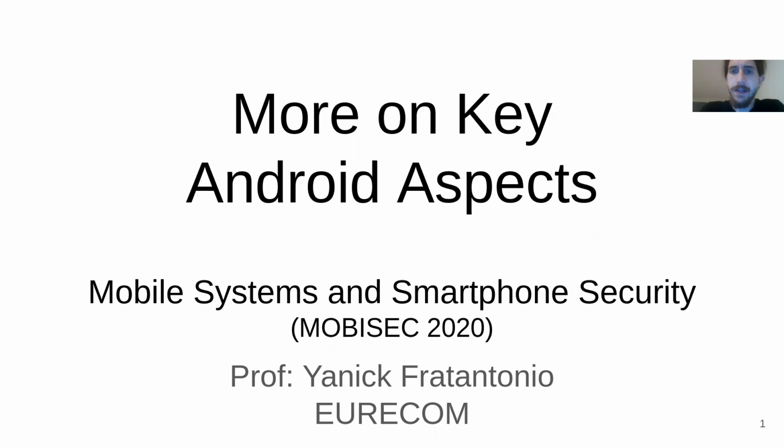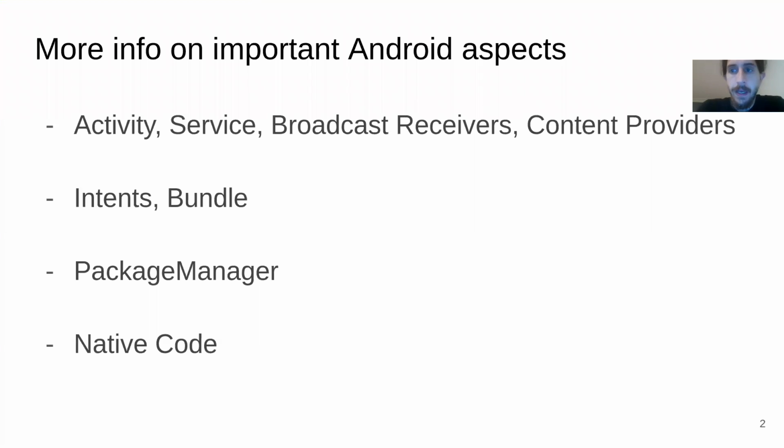So now we're gonna talk about more of these key aspects of Android and Android security, and you guessed it right, this is gonna be critical for the first homework. We're gonna start with more aspects of things we already discussed. In the previous class, we discussed activities, services, receivers, content providers, and also intents, bundles, and things like this. Now we're gonna discuss these in more depth, with more technical details about what you could discover in the real world.